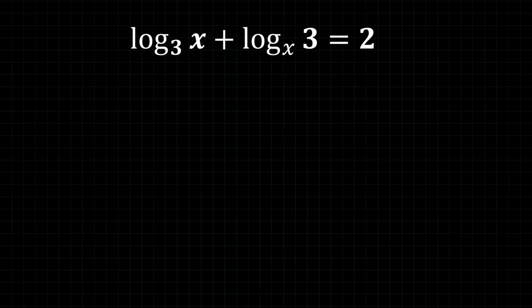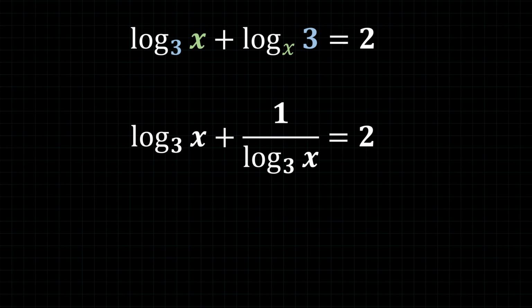Here's an application of the base switch rule. Notice that the base and the arguments are completely flipped in the 2 logs. That is a red flag. So we can apply the base switch rule here. We'll leave the first log the same. In the second log, we will switch the base and the argument at the cost, of course, of putting it as a fraction underneath 1. At this point, it's just algebra.